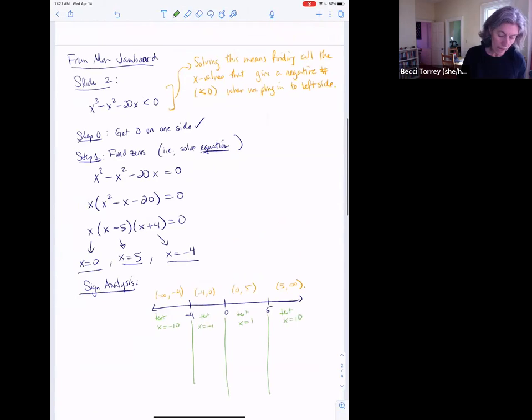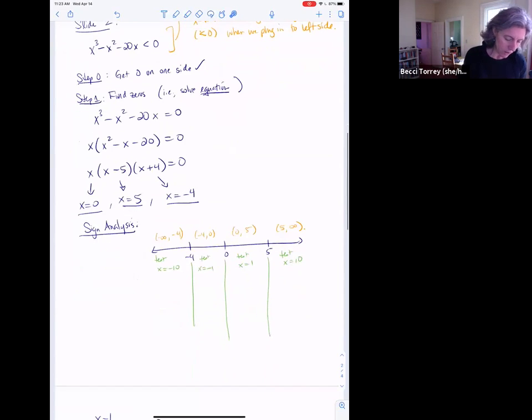And you can, if you want, plug your test point into the original thing, or at least after we've gotten 0 on one side, right? The thing that we want to test, whether it's negative. But if I try to compute this number by plugging these things in, I'm probably going to make mistakes. And so it's easier to test on the factored version, where you can test something times something times something else, because we don't care what the actual numerical value is. We just want to know, is it positive or negative? So I'm going to test x times x minus 5 times x plus 4 to see if it's positive or negative.